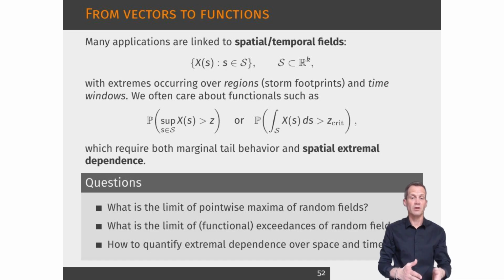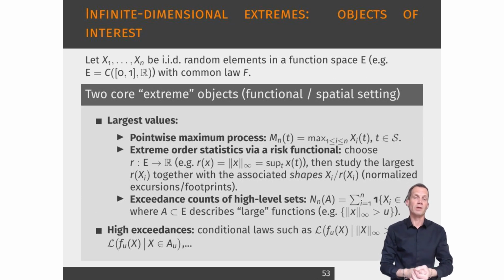The key questions are therefore, what is the limit of pointwise maxima of random fields? What is the limit of functional exceedances? And how can we quantify extremal dependence over space and time? We now consider independent copies of a random function, for instance, a continuous curve on an interval. This is the functional analog of a sample of random vectors.